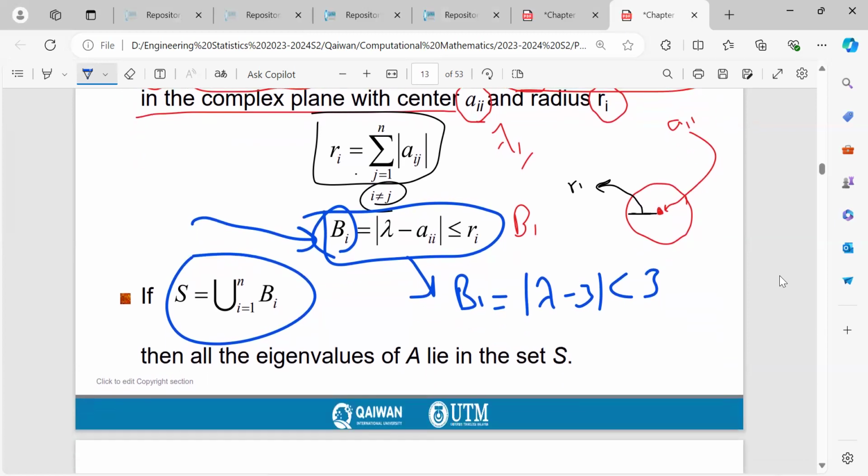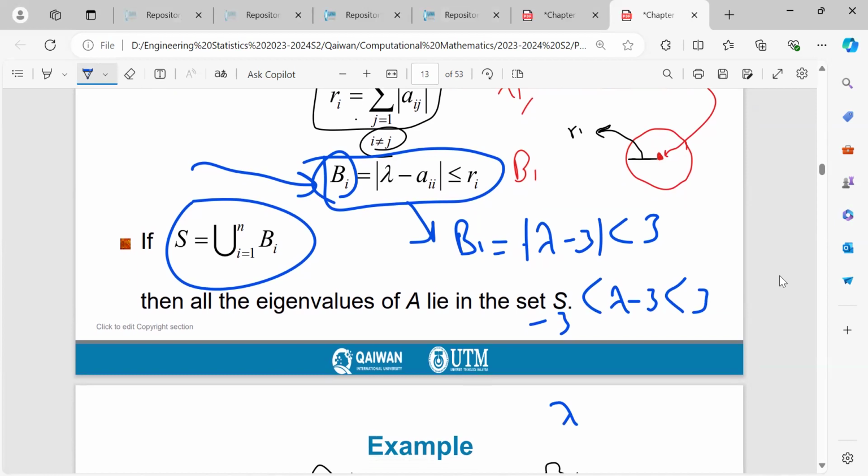Then the absolute value of lambda minus 3 is less than 3. What we do, we say lambda minus 3 is between -3 and 3. We apply that for the absolute value. Then you find the region for lambda. Lambda is between, here we add 3, 0 to 6. It's what we found before.